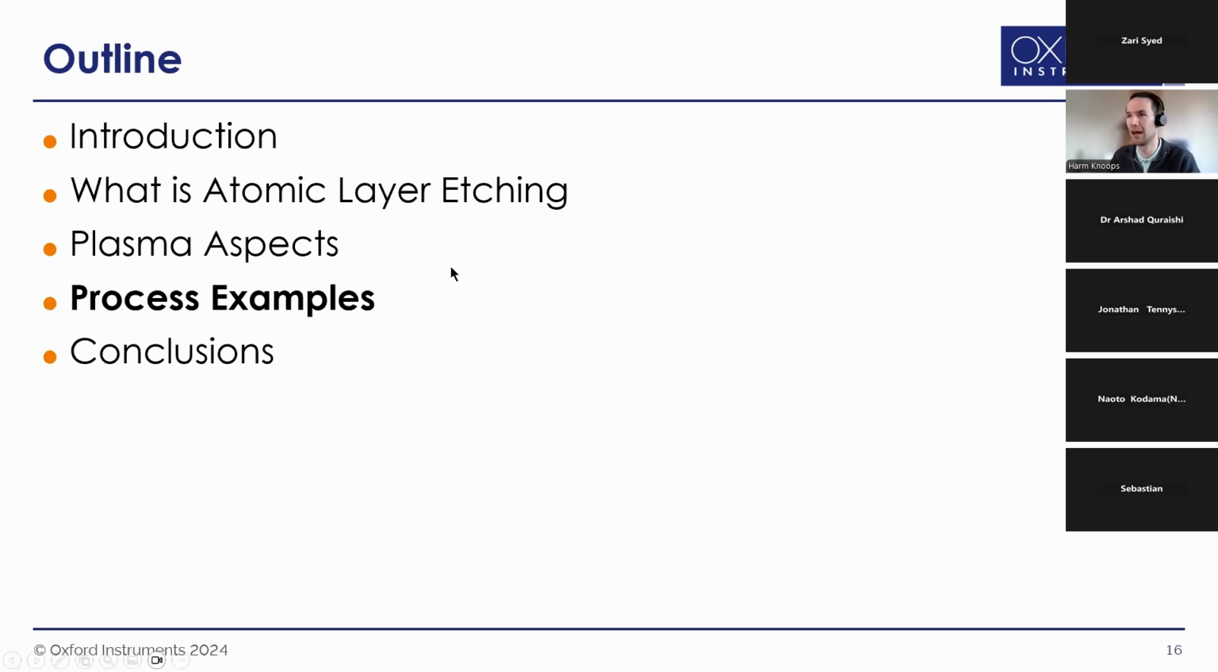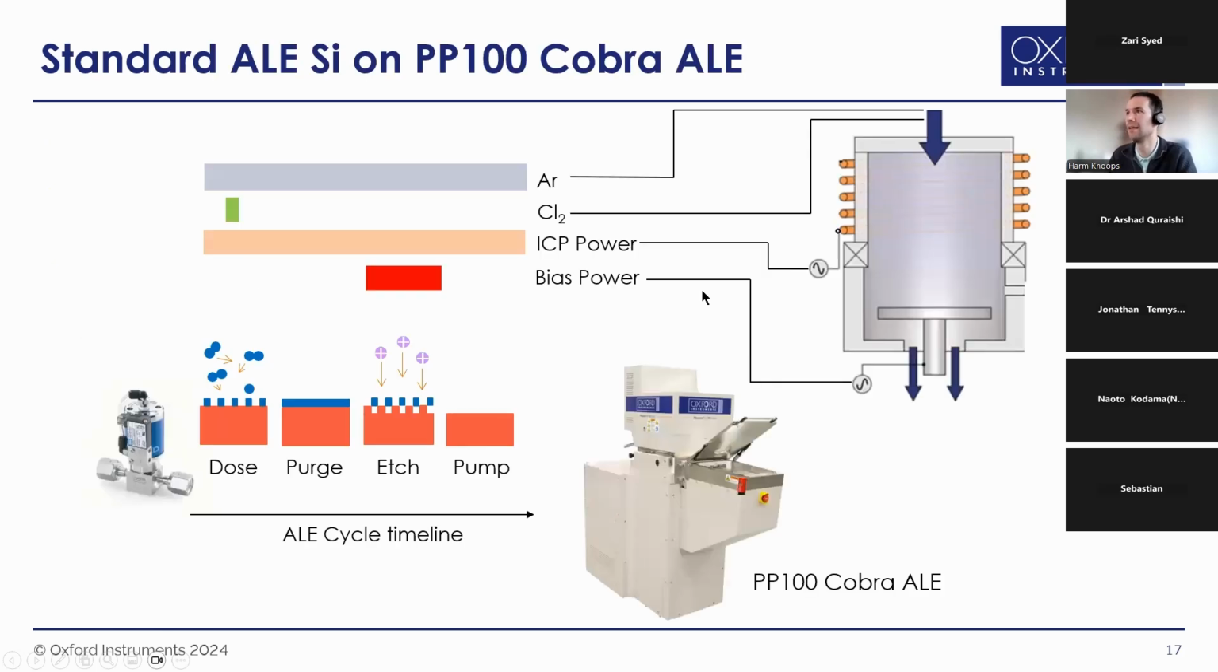I'm mostly focusing on the ions. And then to get a little bit more insight, it's maybe nice to look at some process examples of ALE. I only picked out a few because there are many examples, and this presentation would be way too long then. I will focus on this hallmark ALE process, the one with chlorine and argon.